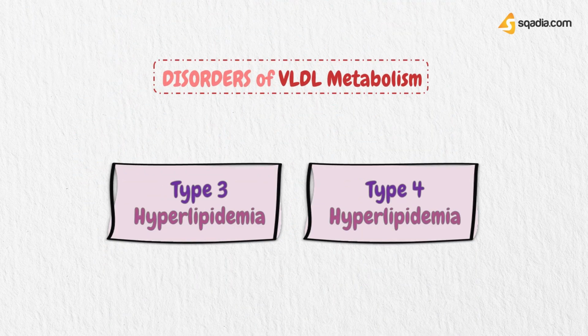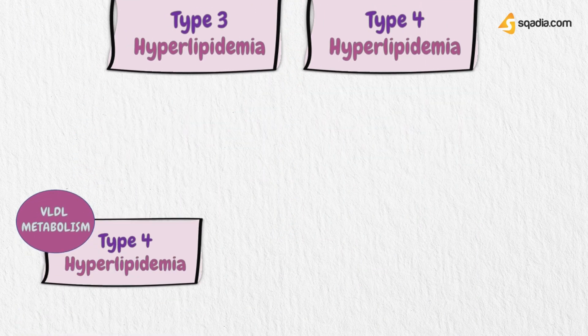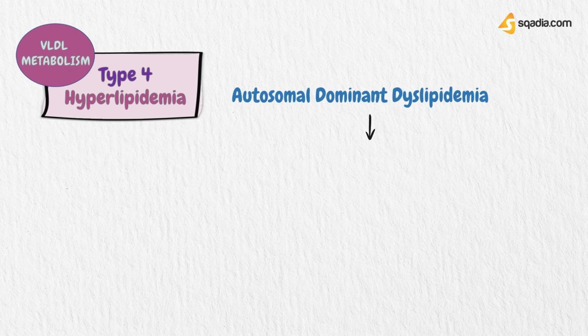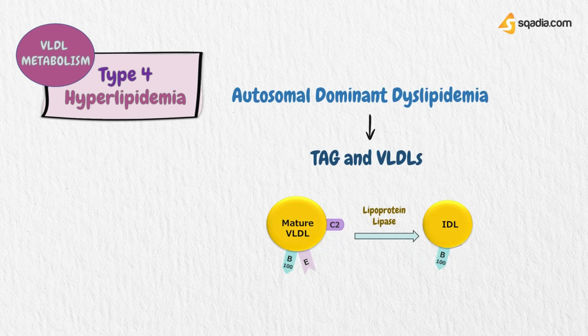Next is type 4 hyperlipidemia. This is an autosomal dominant dyslipidemia characterized by overproduction of triacylglycerols and consequently VLDL. Serum cholesterol concentrations are normal or slightly raised. So now it brings us towards the end of this topic.